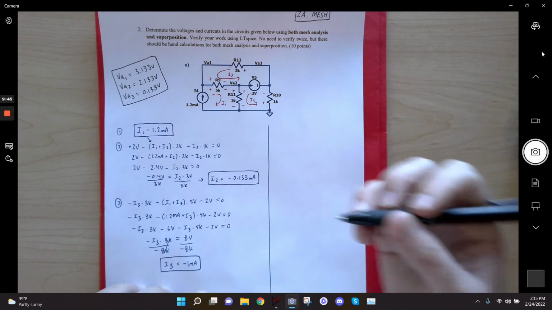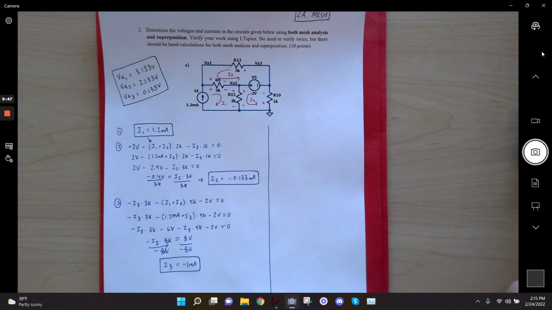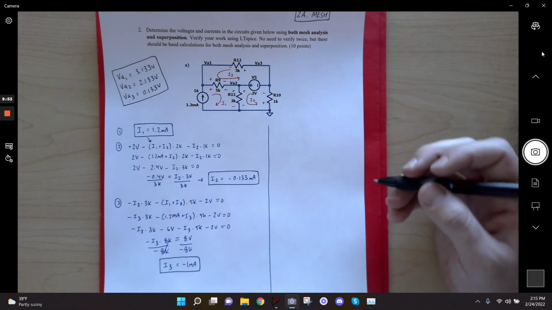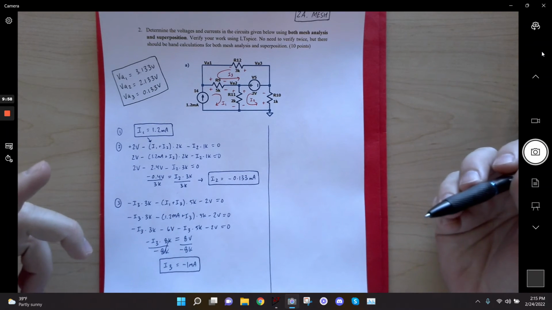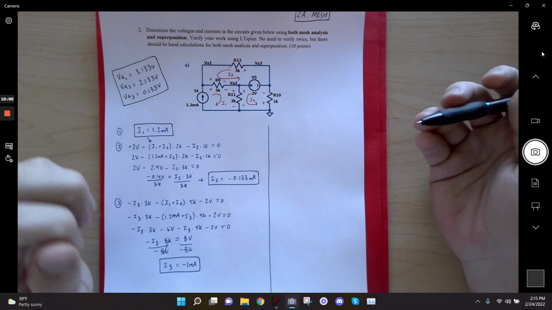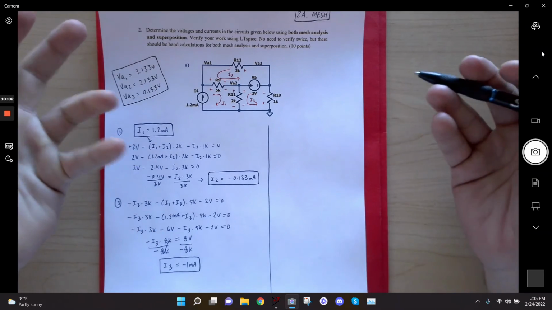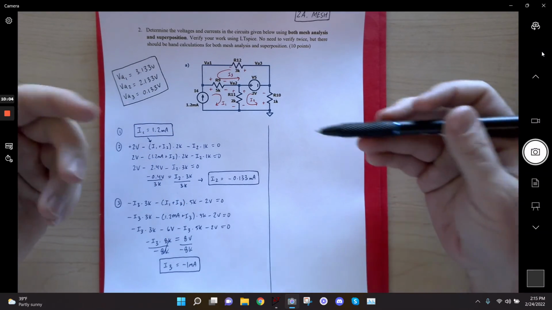Alright, so I've got my 3 currents now, and now that I have my 3 currents, I can go ahead and solve for my 3 voltages. So you may notice, first and foremost, that I2 and I3 are both negative, which means that the way that I defined them is wrong. So there you go. This is proof that I don't know.